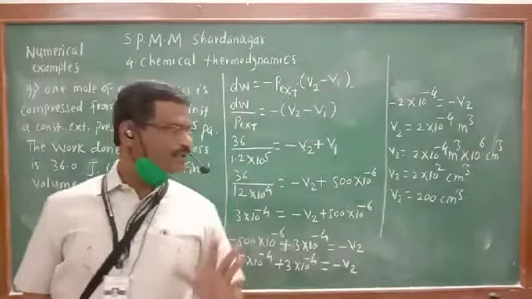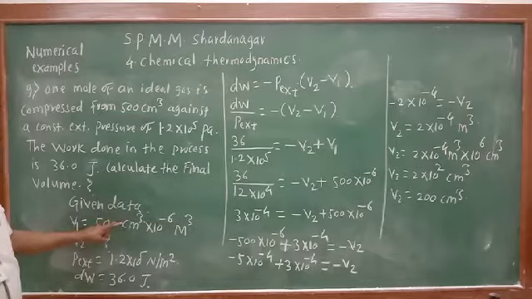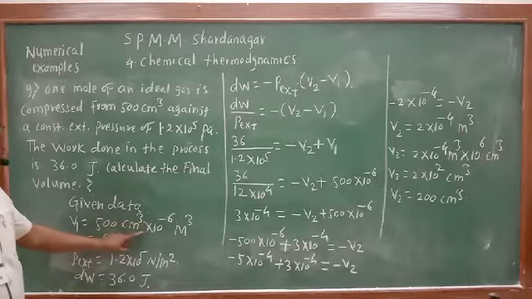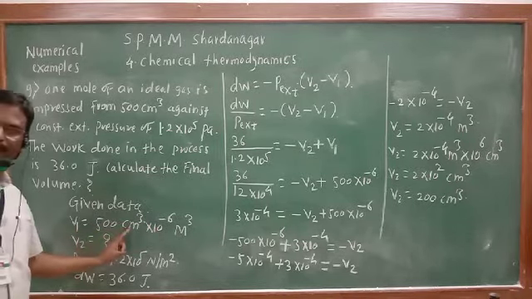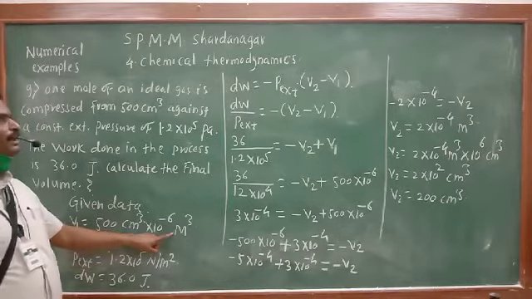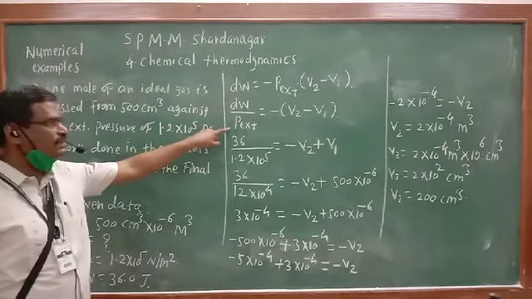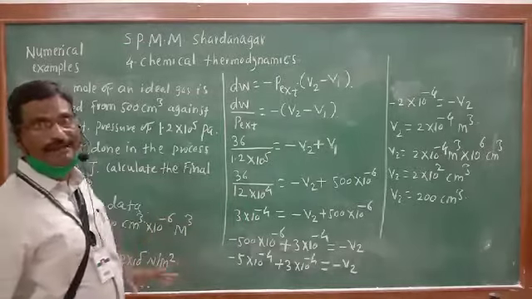So how to solve this type of problem? They have given the initial volume in centimeter cube, but they have given external pressure and work done in SI unit. Therefore, V1 we also have to convert into the SI unit, multiplied by 10 raised to minus 6, so centimeter cube becomes meter cube. Then substitute the value of dW and P external and solve this problem in a systematic manner.